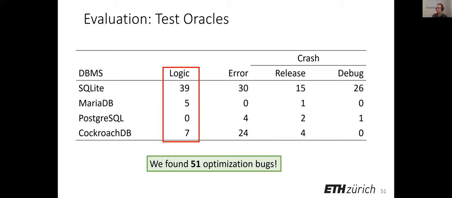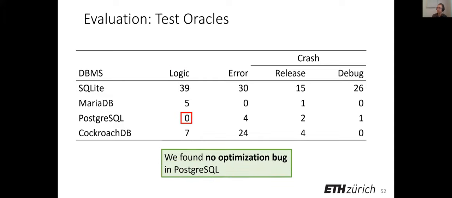Of the bugs that we found, only a third or so were optimization bugs, which we aimed to find. But it's still quite a high number, I would say, so the approach works. Unexpectedly, we didn't find any optimization bug in Postgres, and Postgres in general seems to have been more robust against our testing efforts, since also with PQS, we found only a single logic bug, and with our latest approach, we haven't found any bugs in it.